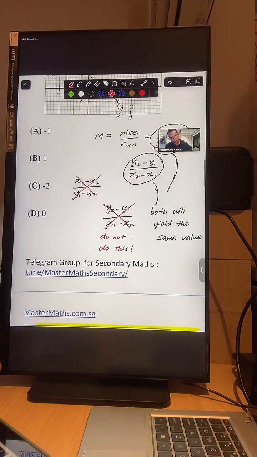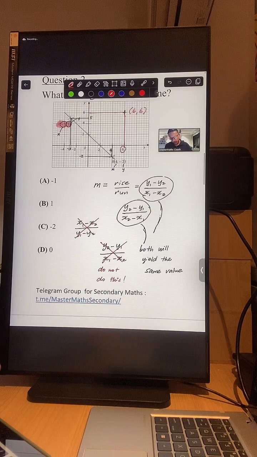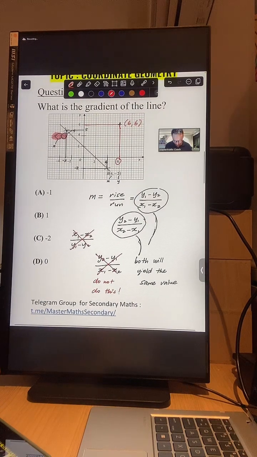So we got 4 options here: minus 1, 1, minus 2, and 0. I think you can tell straight away that the answer cannot be 0, right? Come, who says it should be minus 1, 1, or minus 2? A, B, or C? Give me your answer now. Drop me a comment, please, with your answer. What do you think the answer should be?